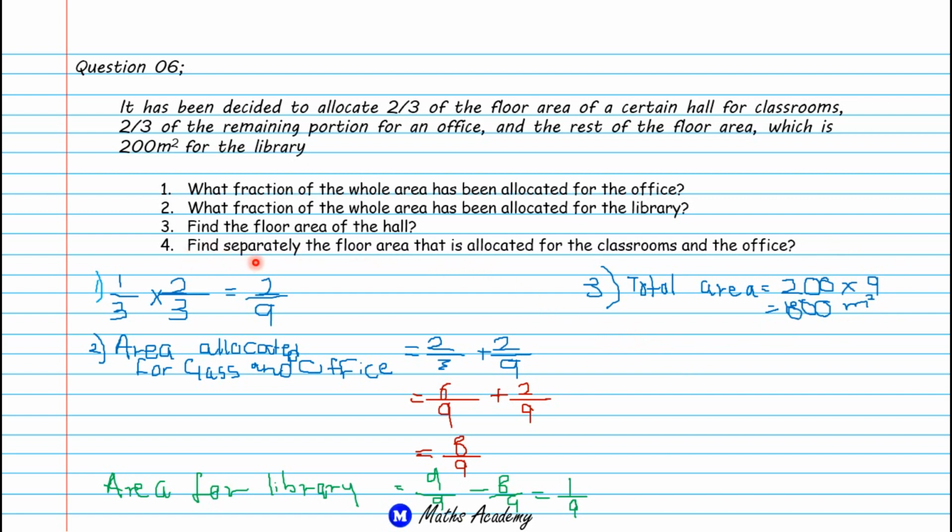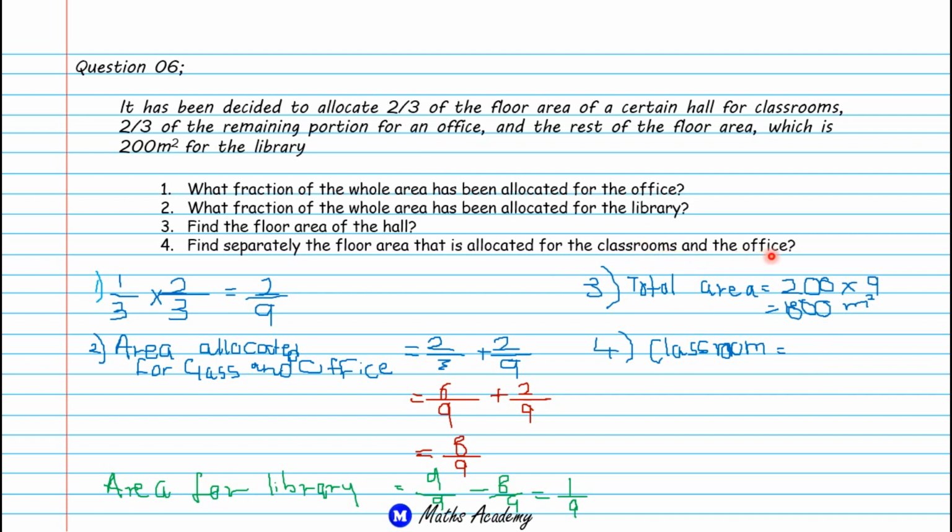It says find separately the floor area that is allocated for the classrooms and the office. So we should find the floor area that is allocated for classroom and the office separately. So to find the total area that is allocated for the classroom, take the fraction value classroom, that is 2 over 3, and you should multiply it by the total area, that is 1800. So 2 over 3 multiplied by 1800 gives you the area of the classroom.